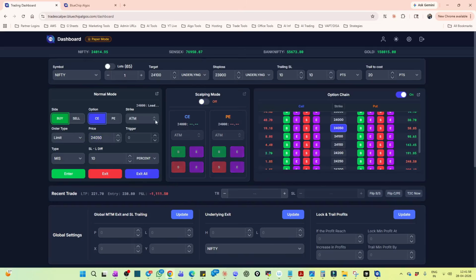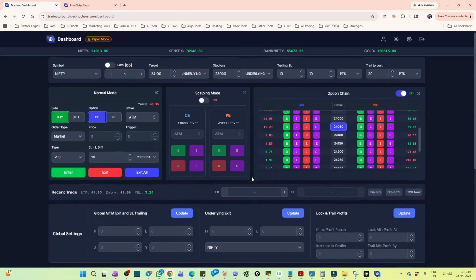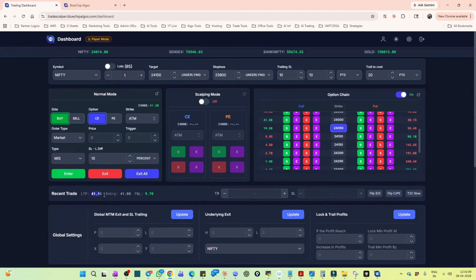So let's go with the market and then take a position. Now you can see that there is a position running, and in the recent trade section, LTP is 41 and entry is also at 41. So let's say you want to give a target of maybe 50. And if you want, when the market is actually running, you can quickly change it also to 51, 52, 53, like that. So you can see that the target is updated successfully in milliseconds.